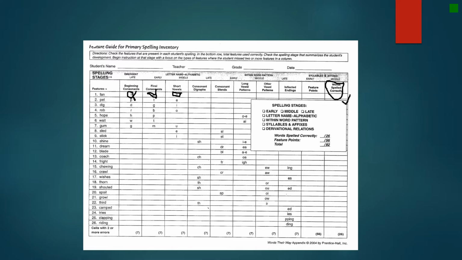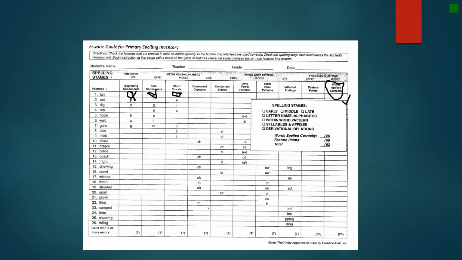Now, when you're all done with the scoring, if any of you have more questions about this because you're planning on conducting inventories with your students, I'll be happy to answer more questions for you about the total process. But I will tell you that when you're all done grading and you total the feature points for each category, down here at the bottom, you're looking where it says cells with 2 or more errors.